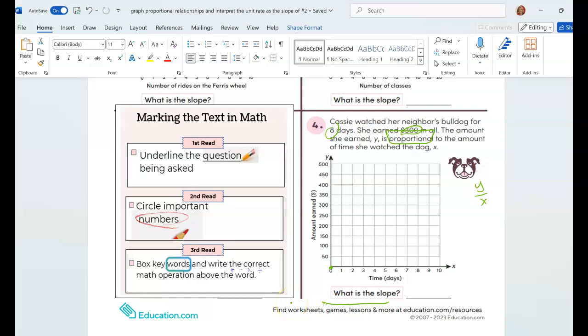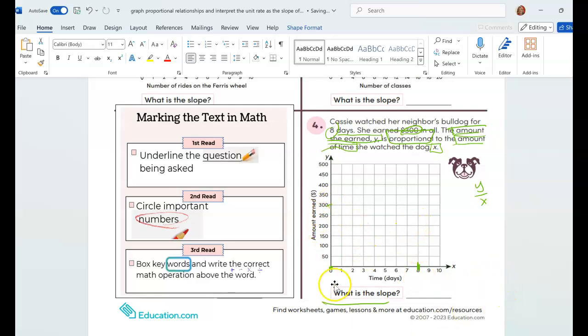Keywords. Time. Amount she earned. Amount she earned is y. And amount of time is x. So amount of time, 8 days. And amount she earned, 300. So, yep, x and y.